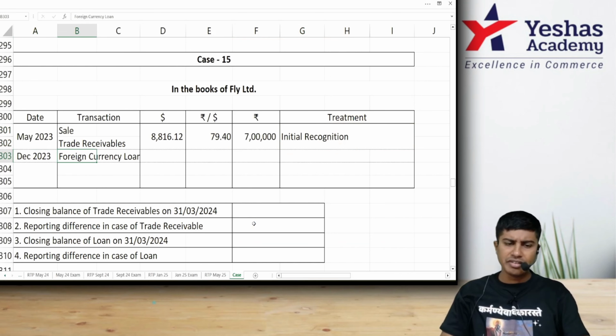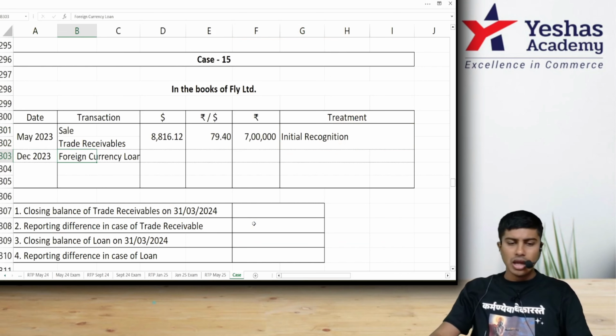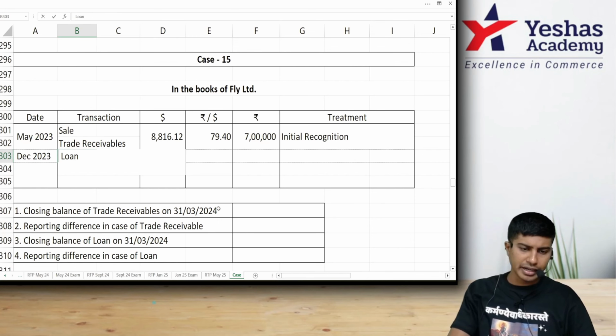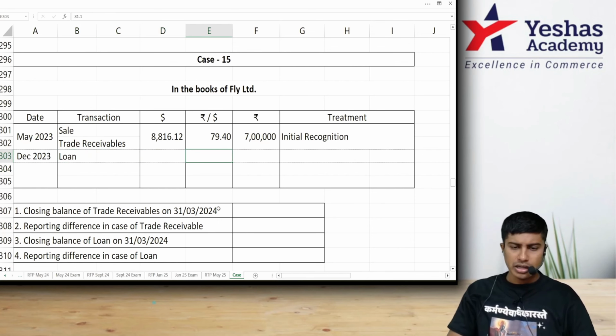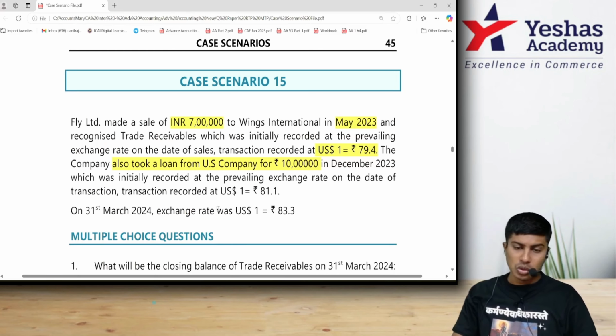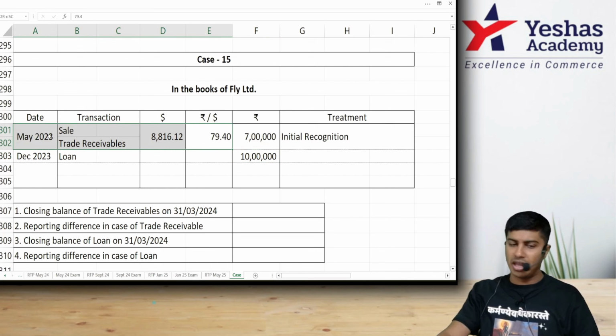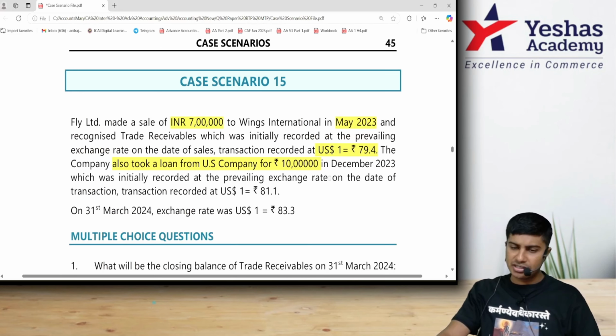What have I done? I've taken a foreign currency loan. How much is this foreign currency loan for? Have they given the rupee value or dollar value? Rupee value, which is 10 lakh. Please don't divide by 79.4. Why? 79.4 is the rate prevailing in May. It will not be the same in December. From May to December, the year will not stay still. Things keep happening. Exchange rate changes.